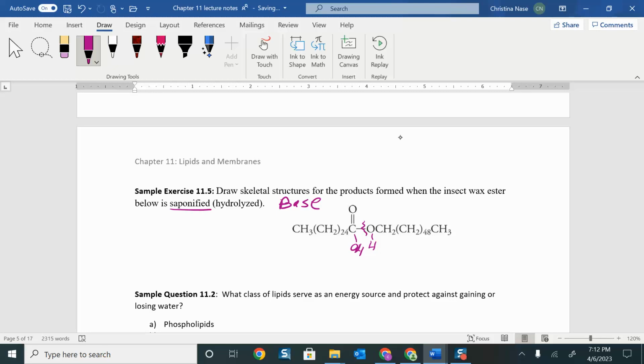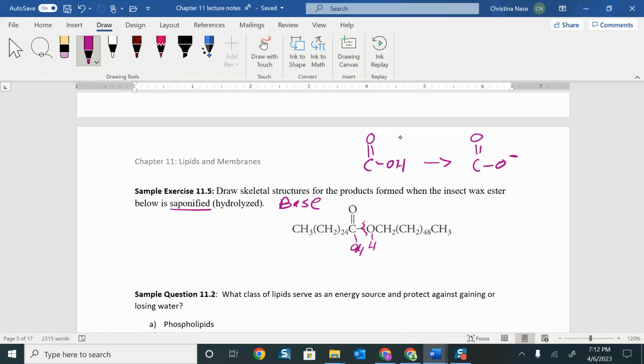If I'm under basic conditions, this is not the form of that carboxylic acid that's going to exist. It's going to be the carboxylate ion, the conjugate base of that carboxylic acid. So instead of having C double bond O with an OH here, under basic conditions, this hydrogen is going to come off. I'm going to have a C double bond O with an O minus. So under basic conditions, this actually becomes the anion. And if you remember, the whole purpose of reacting these fatty acids with a base is to make it more soluble. So this is going to make it more soluble under basic conditions.